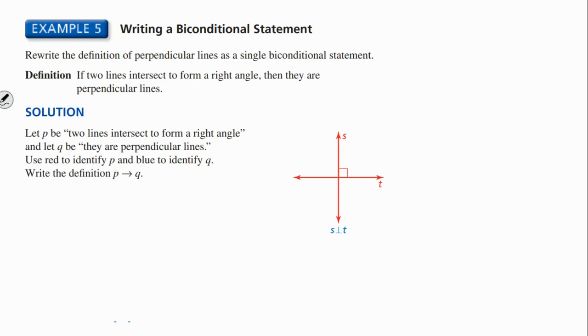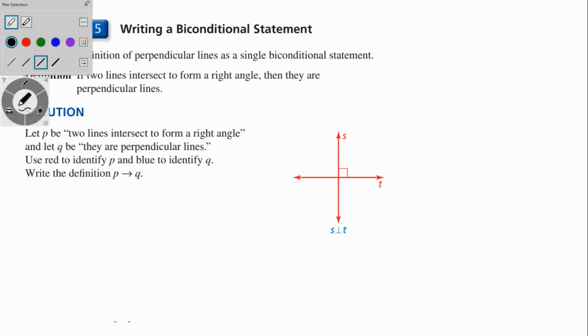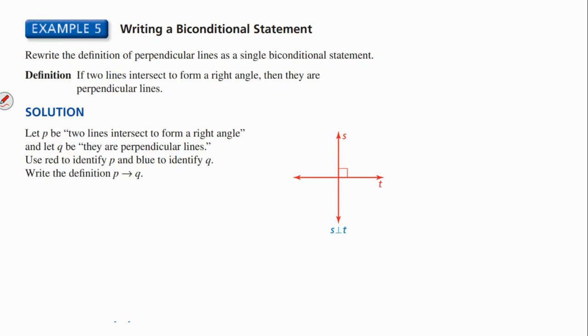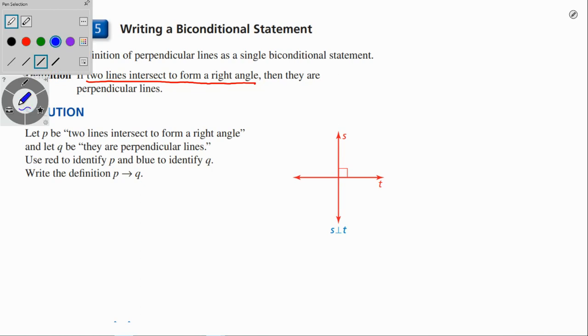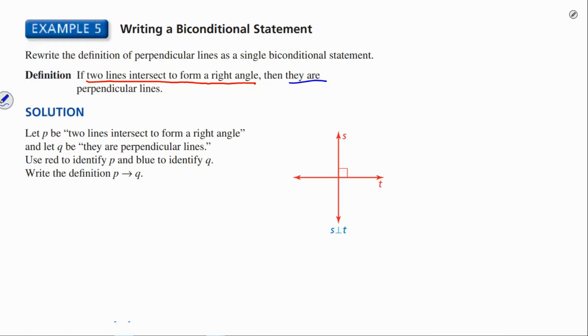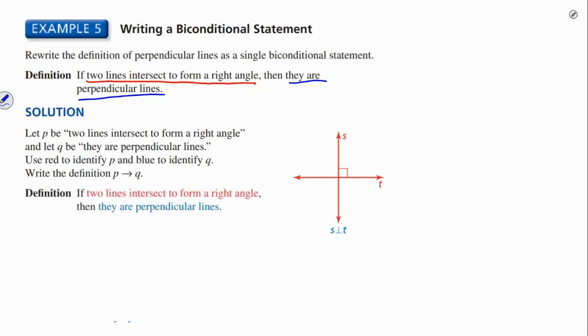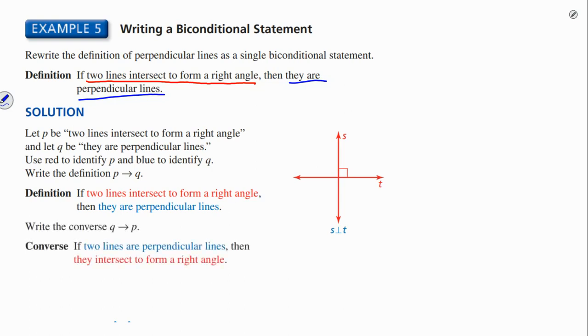We're going to write the definition first as the conditional statement, kind of how it was written above. Let's quickly identify them. Remember, we have in red P for the hypothesis: if two lines intersect to form a right angle, and then our conclusion is that they are perpendicular lines. So if two lines form a right angle, then they are perpendicular lines. We highlighted the same thing as they had down here. Well, that is the conditional statement, but we can also write the converse.